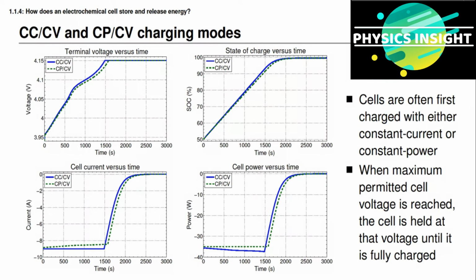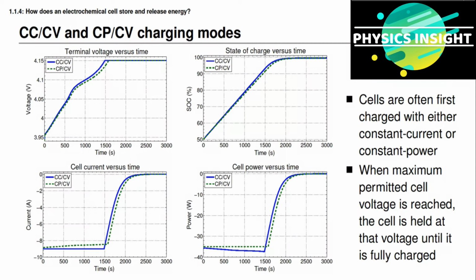Looking at the bottom left picture, the solid blue line shows current versus time for the constant current, constant voltage charge scheme. You can see that current is being held constant at a 9 ampere level until the maximum voltage of 4.15 volts is attained. Then, when we hold the voltage at that level, the magnitude of current decreases towards zero until the battery cell is completely charged.